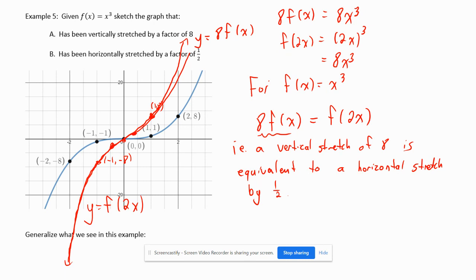Now, the point we've got to make over here, this is not for all functions. This is specific to this function of x cubed over here, okay? So throughout this unit, one of the harder concepts to say is this idea of equivalent transformations and how they work out.